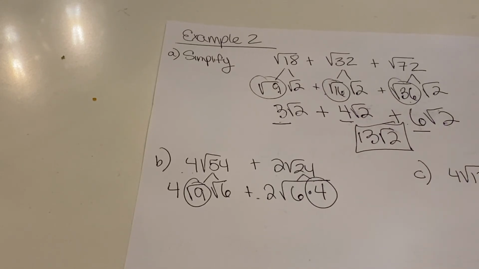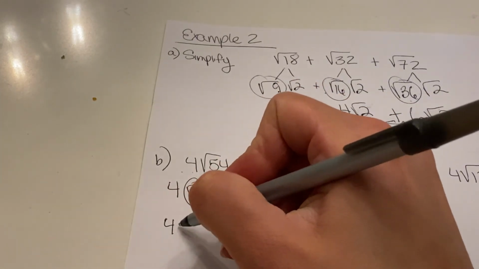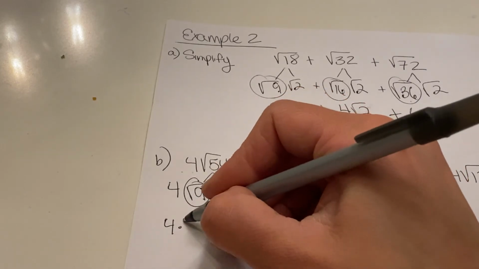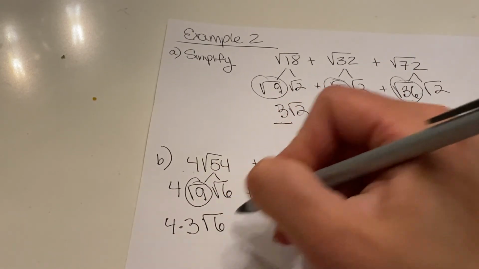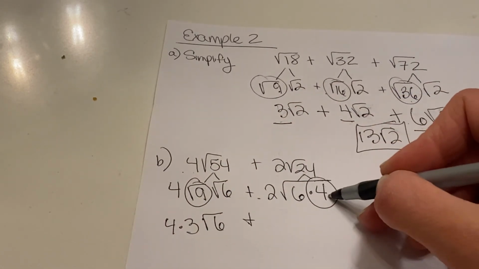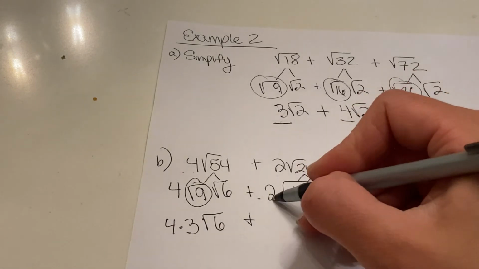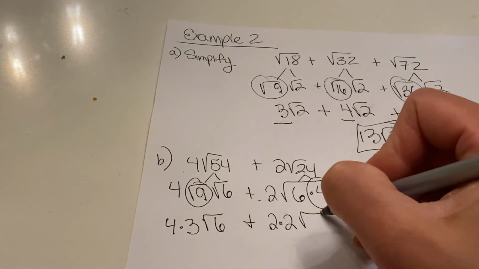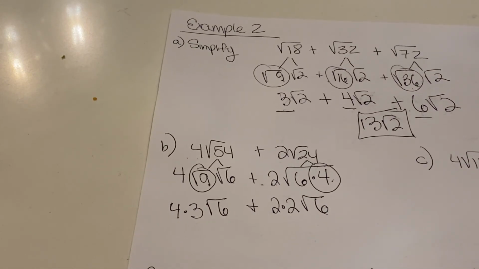All right? So I have a 4 times, what's the square root of 9? 3. I'm left with radical 6. Plus, the square root of 4 gives you 2, and you have the 2 outside. So look how I'm writing it. Okay, I'm not skipping any steps.